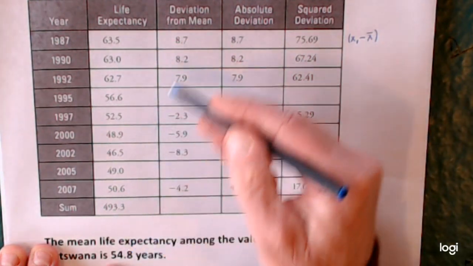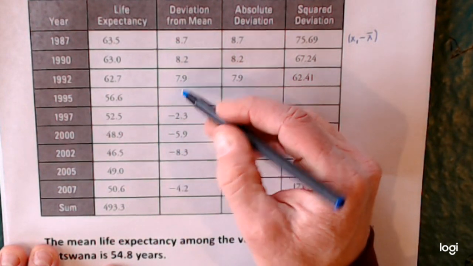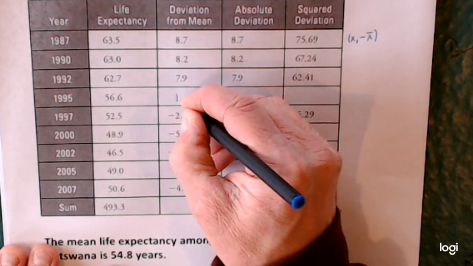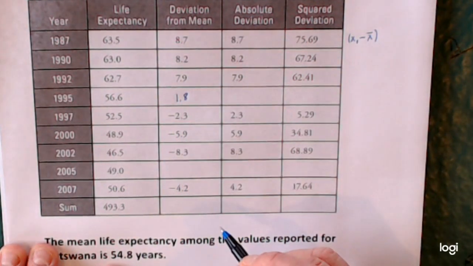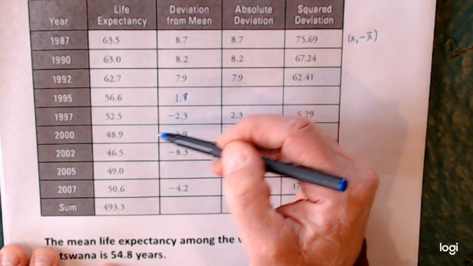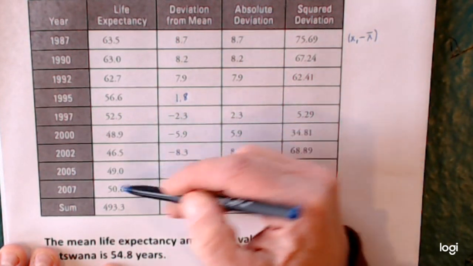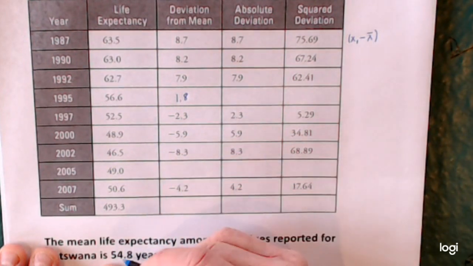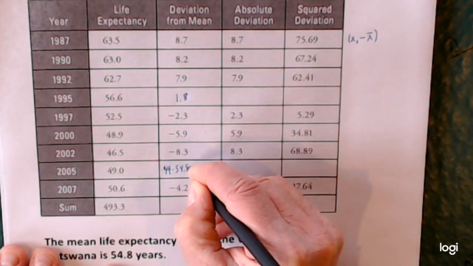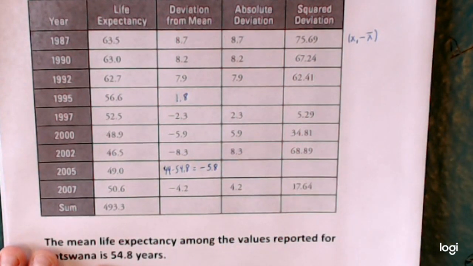Then we do the same thing for all these other observations. 63 minus 54.8 gives 8.2. 62.7 minus 54.8 gives 7.9. Here's one we have to fill in: 56.6 minus 54.8 is 1.8. Then these other observations are below the mean, so the deviations are negative. 52.5 minus 54.8 is negative 2.3. And so on. If I look, 49 minus 54.8 is negative 5.8. So that's its deviation from the mean.